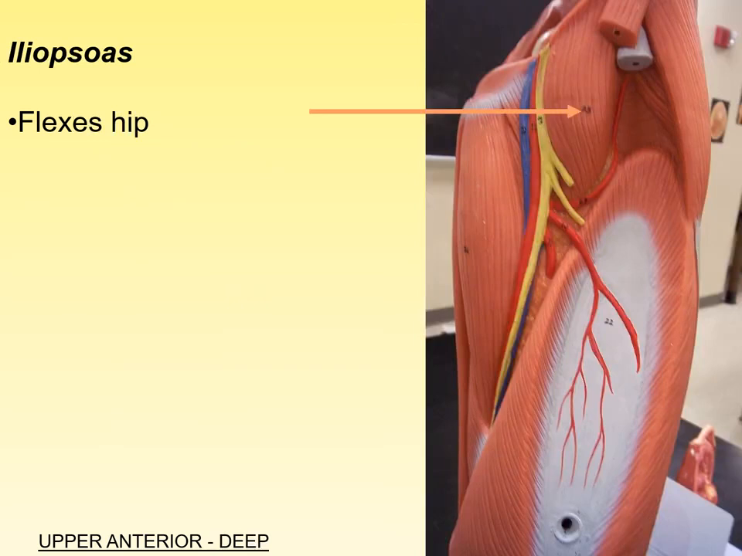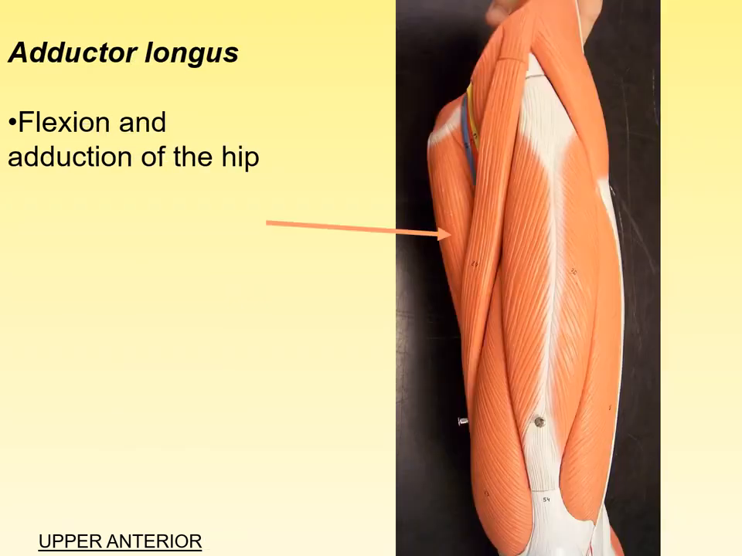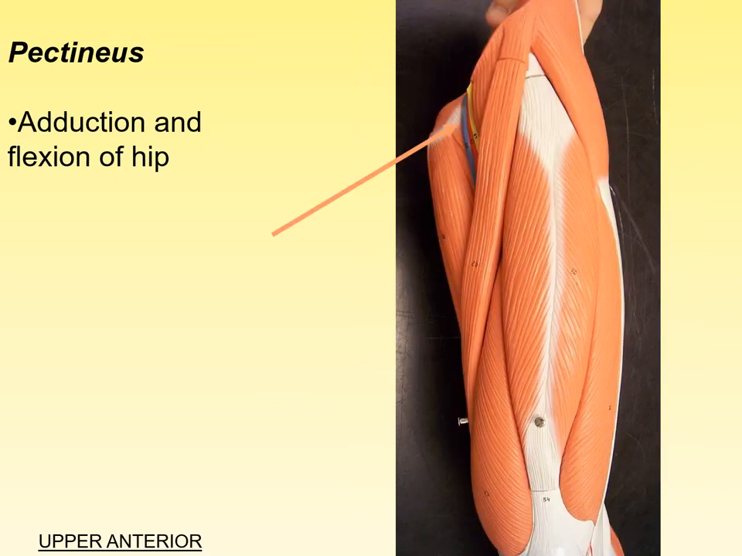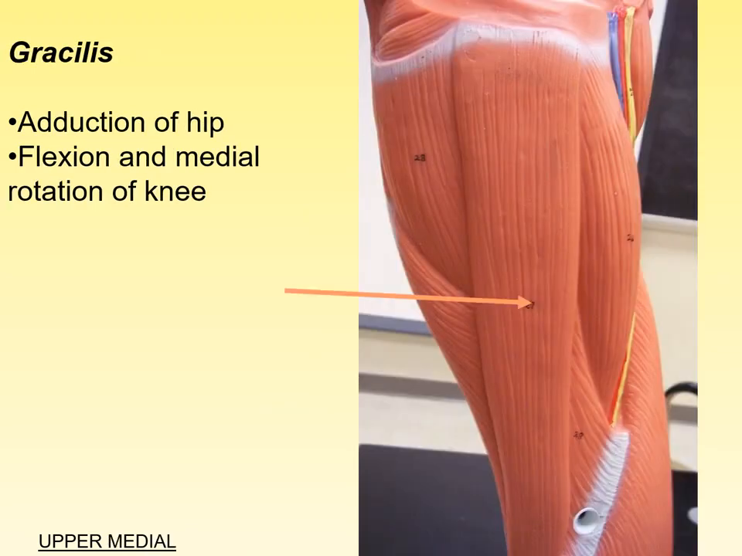The adductus helps to flex the hip. The adductor longus, as the name implies, helps with adduction of the hip. Adductor magnus, also adduction of the hip and flexion. Pectineus, gracilis is helping with flexion and medial rotation of the knee.